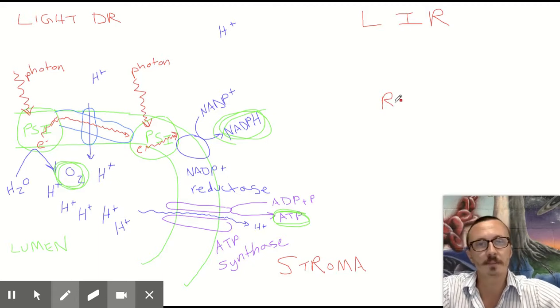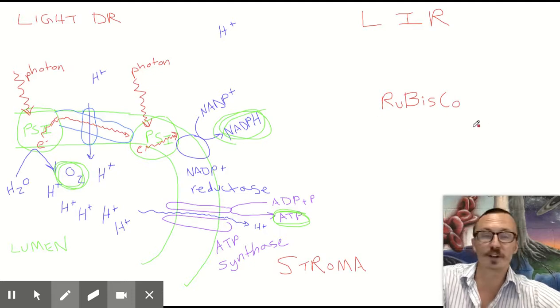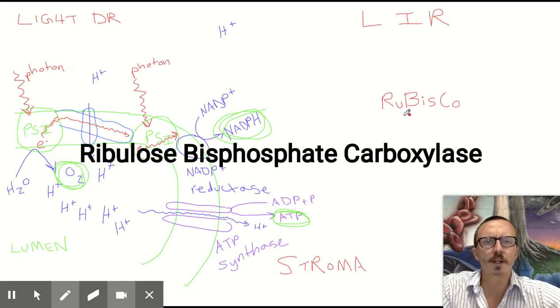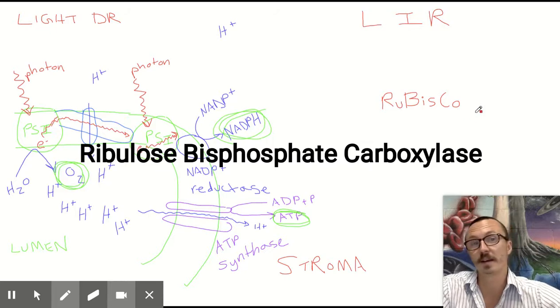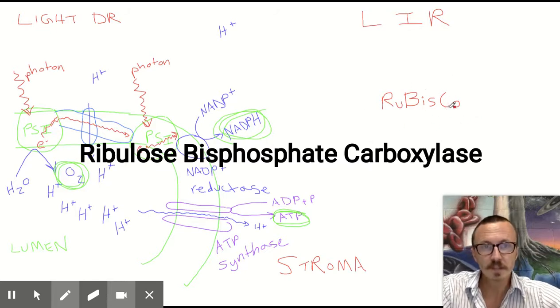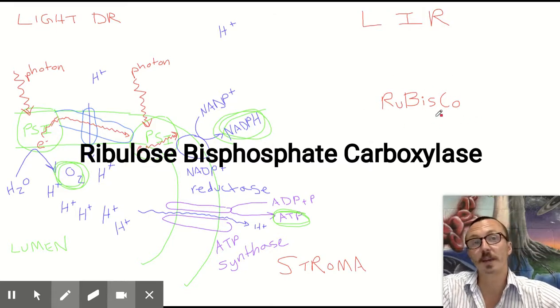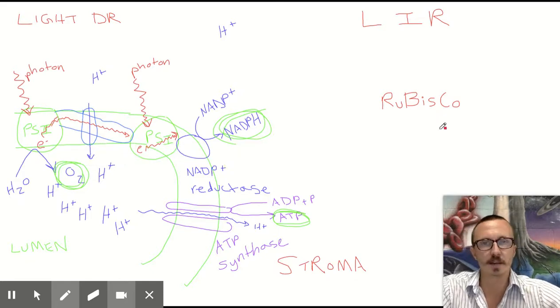absolutely adore its name, and that is Rubisco. I think if I ever got another dog, I would name it Rubisco. And this is an abbreviation for a long name. It's ribulose bisphosphate carboxylase, right? So it's an enzyme that actually participates in fixing carbon dioxide, right?